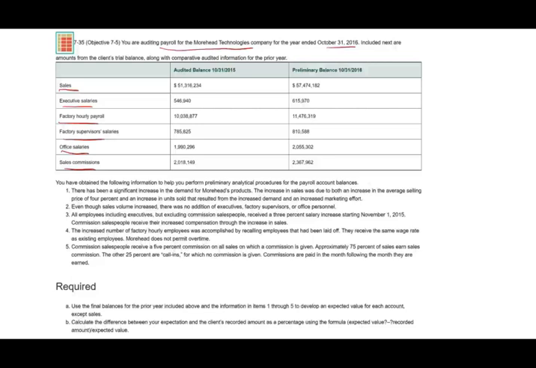So let's see what we are told. We are told there has been a significant increase in the demand for the product. The increase in sales was due both to an increase in the average selling price of 4%. So first thing, prices went up by 4%. If prices went up by 4%, I would expect my sales to go up, which it did. That's fine.